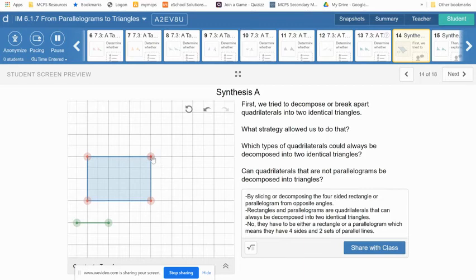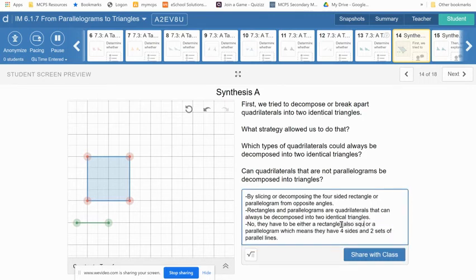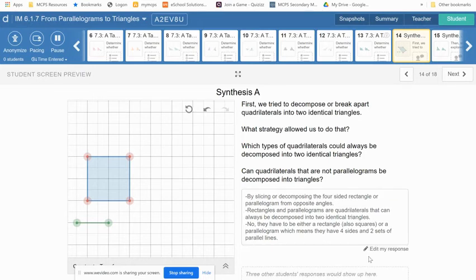So, even if it was a square, we're still going to have 1, 2, 3, 4, 1, 2, 3, 4. This line is parallel to this line, and this line is parallel to that line. It's the same thing. So only rectangles. Remember, rectangles can be squares. Also squares. A square is a special rectangle. And parallelograms are the shapes that can be used.